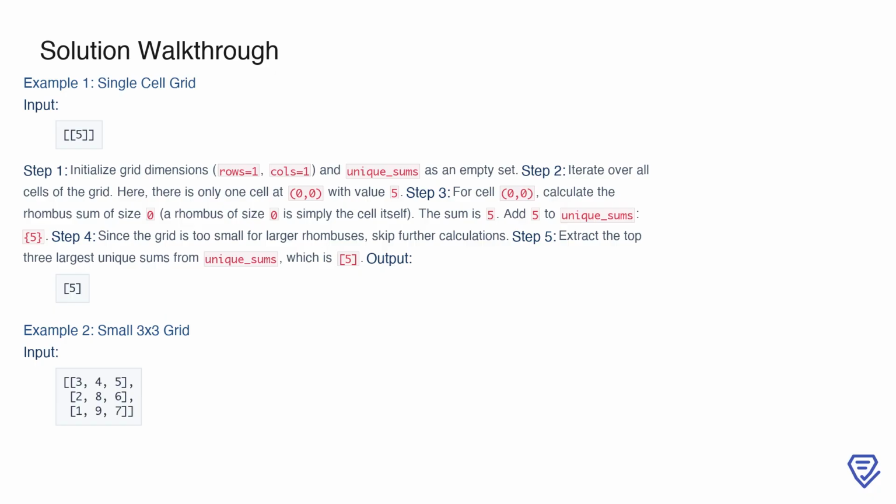Because the grid is too small to form larger rhombuses, we skip any further calculations. Finally, we extract the top 3 largest sums from the unique_sums set. In this case, there's only one unique sum, which is 5, so the result is 5.